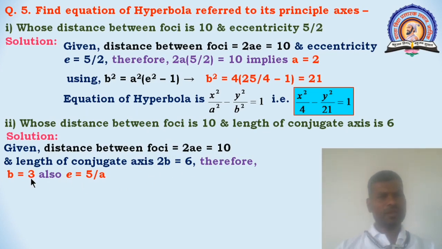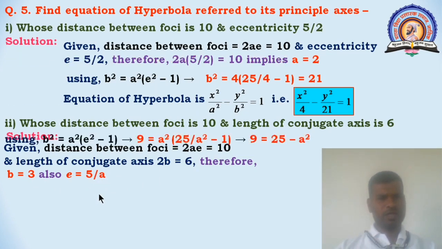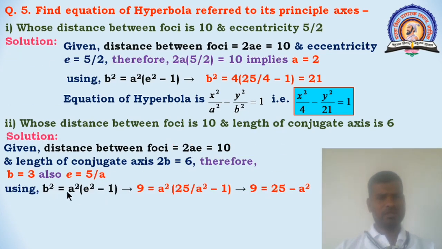Therefore, from the equation twice ae is equal to 10, we have e is equal to 5 upon a. Now we know the relation between a, b and e: b square is equal to a square into e square minus 1. So we put the value of e as 5 by a and b is equal to 3, and simplifying we will get a is equal to 4. So therefore a square is equal to 16.